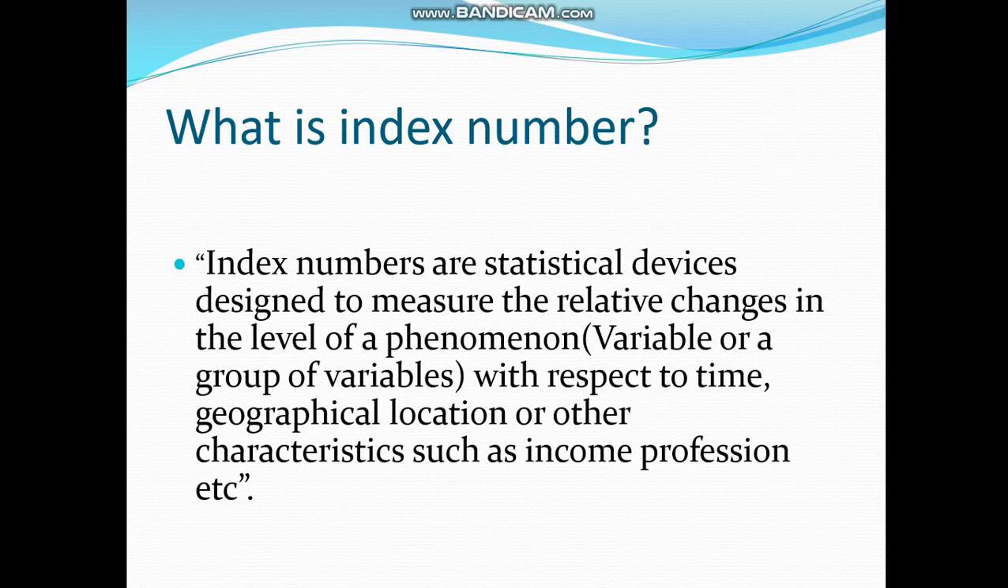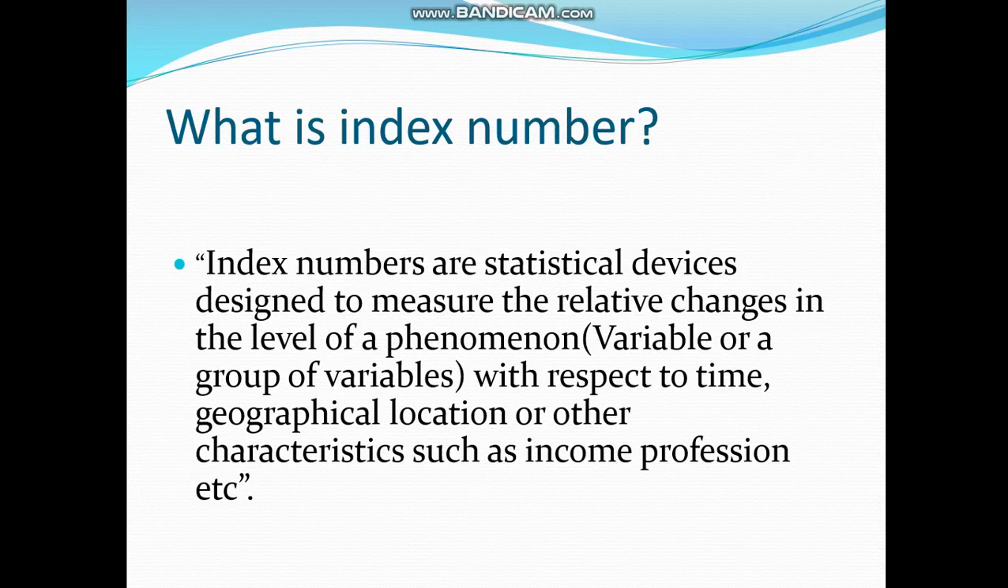Then what actually is an index number? Index numbers are defined as statistical devices designed to measure the relative changes in the level of a phenomenon with respect to time, geographical location, or other characteristics such as income, profession, etc. So basically, an index number is a measure by which we find out the relative changes with respect to time. How the price or the quantity or the value of an item or goods changes from one time period to another time period.